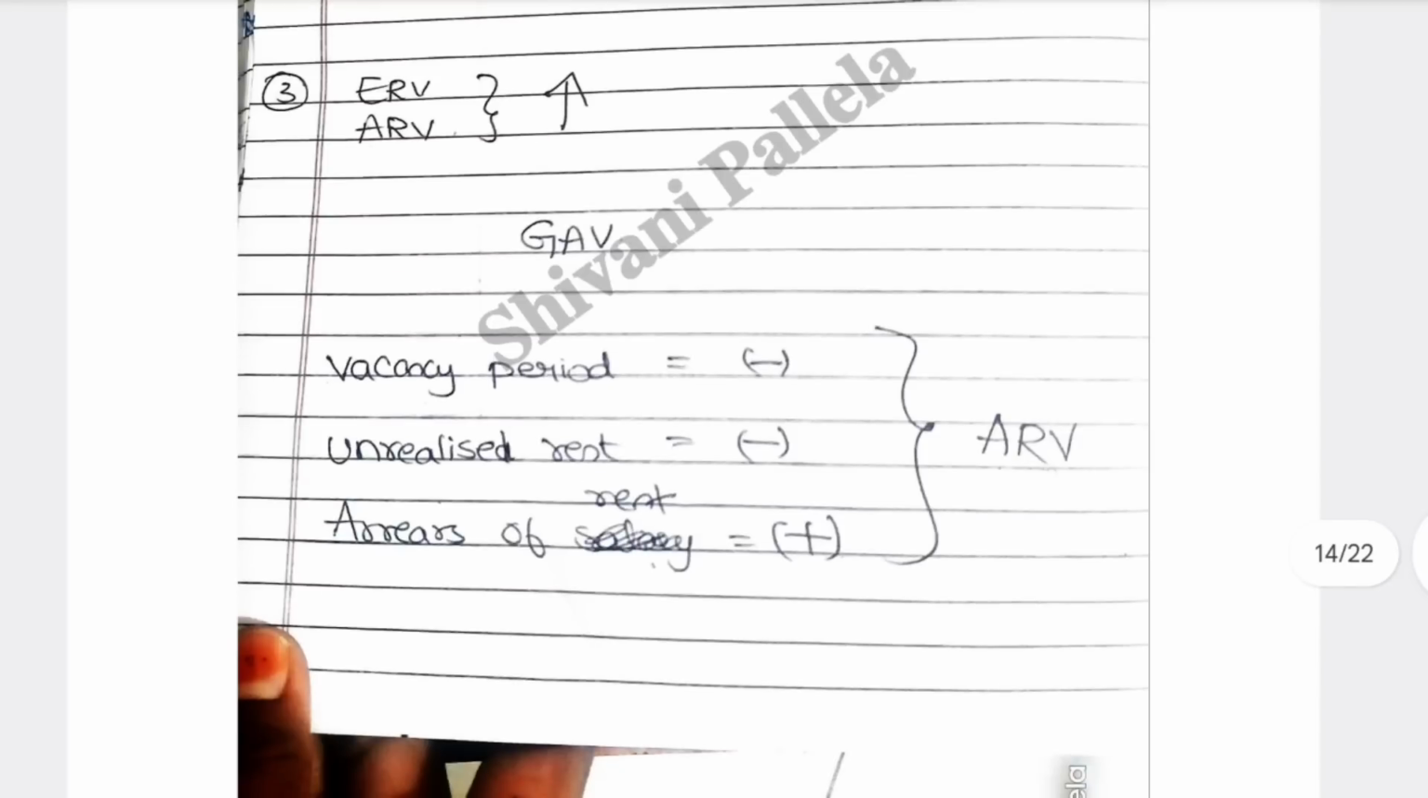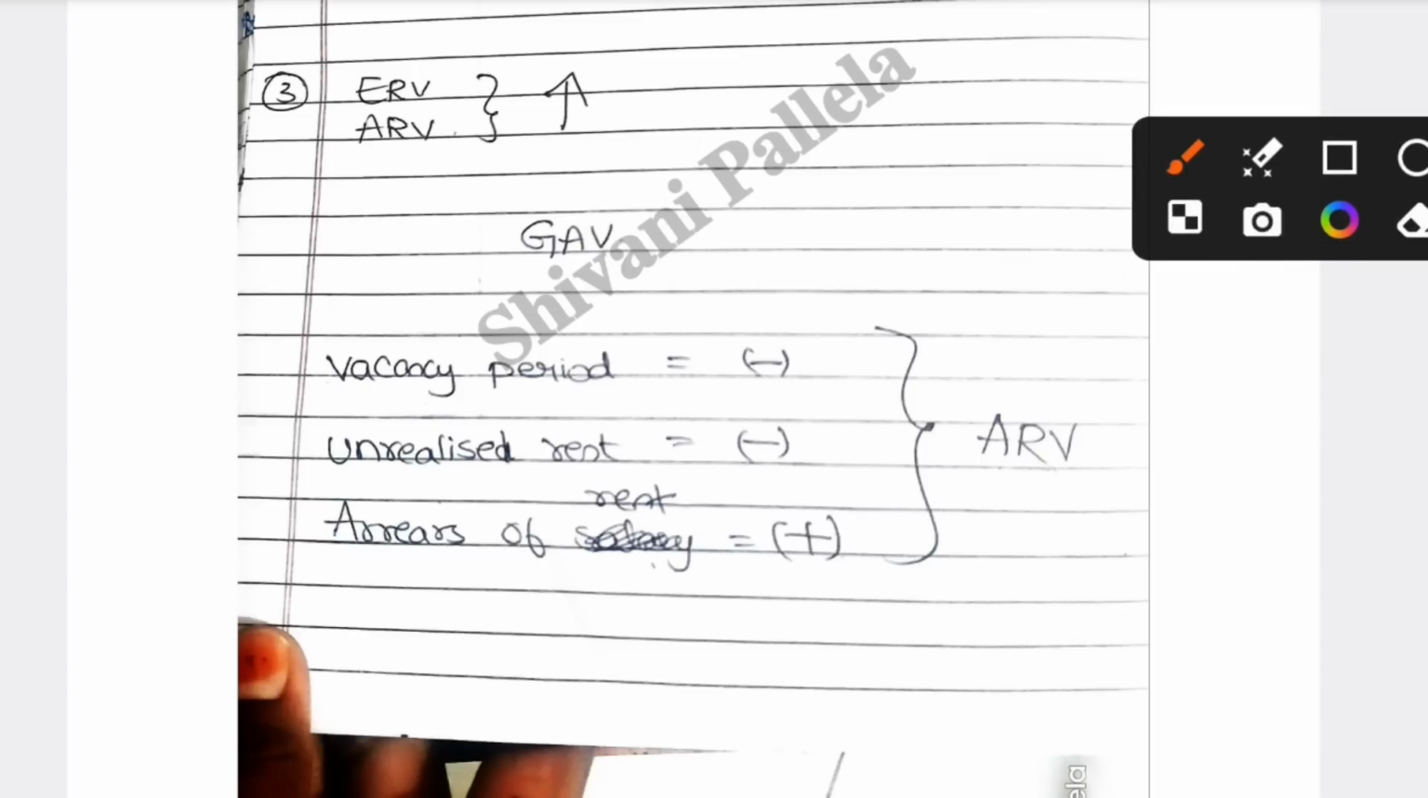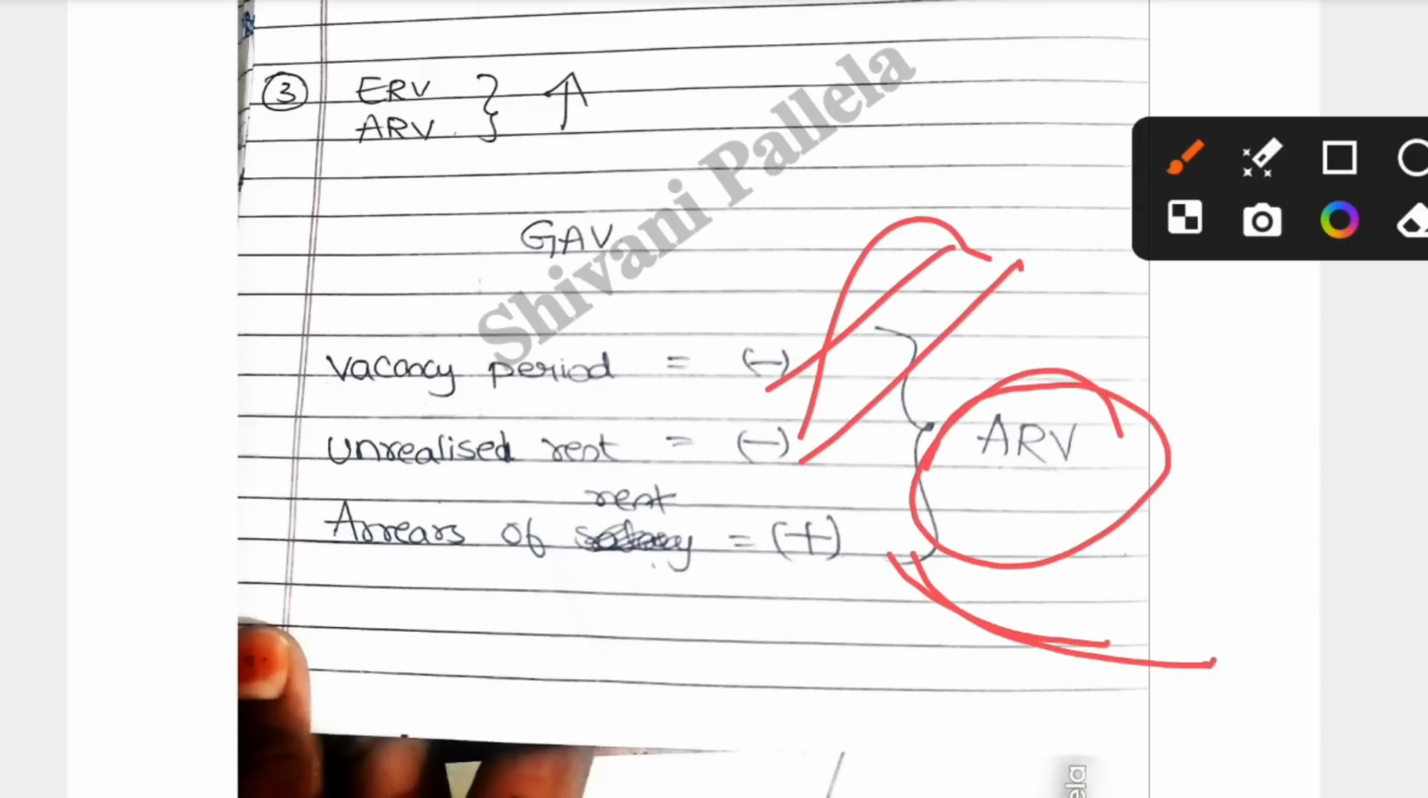If any vacancy period is there, unrealized rent is there, or arrears of rent is there: vacancy period and unrealized rent, we need to minus. Arrears of rent, we need to plus. For what do we need to do plus or minus? For ARV, the actual rental value, we need to do minus and plus.